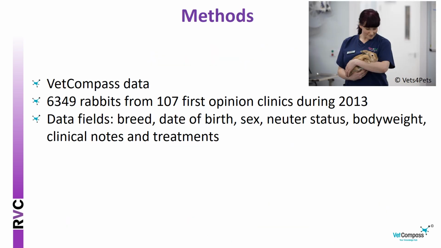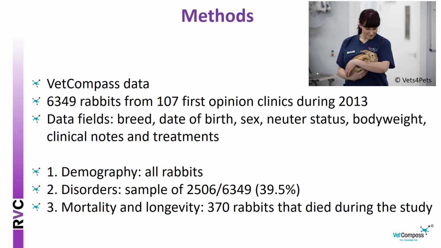The methods from an epidemiological perspective, these are the most important. We need to see under the hood. For this study, we had 6,349 rabbits from 107 first opinion clinics that were under veterinary care in 2013. We used information on all 6,000 rabbits to report the demography. For the most common disorders, we looked at a subset, a random sample of 2,506 of these rabbits, where we read the entire clinical records to pull out information on all disorders recorded. And for the mortality and longevity, we looked at 370 of these rabbits that died during the study period.